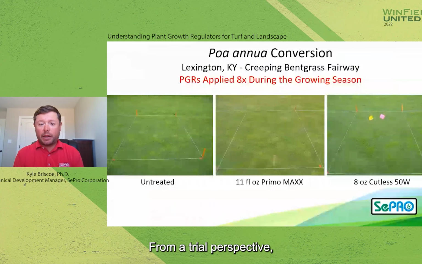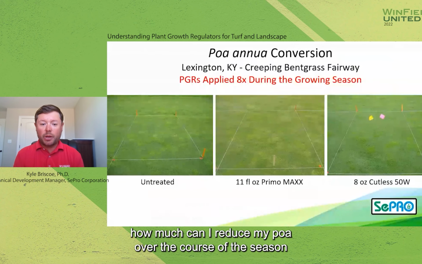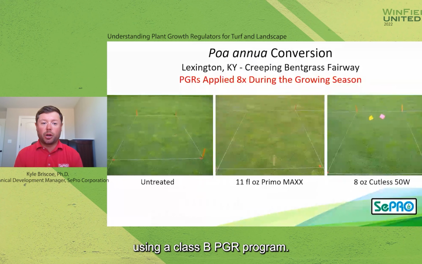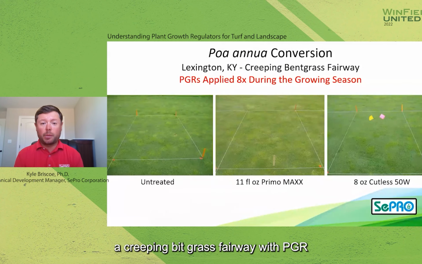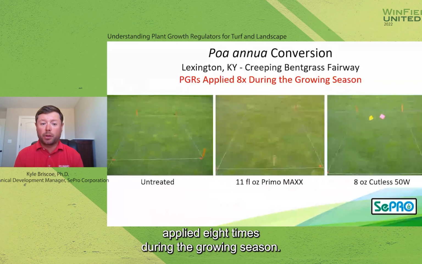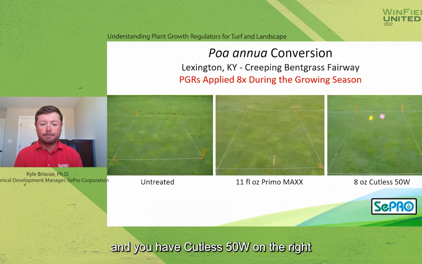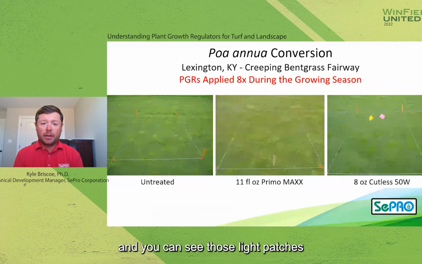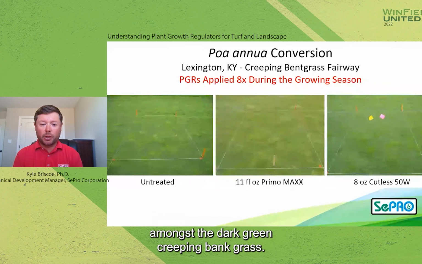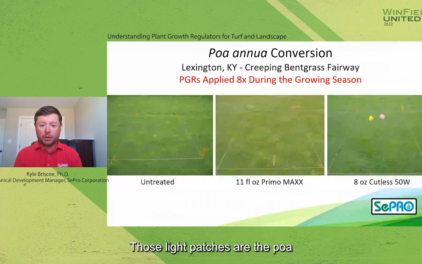From a trials perspective, over the course of a season, that's always the question. How much can I reduce my POA over the course of the season using a Class B PGR program? This was in Lexington, Kentucky, a creeping bentgrass fairway with PGRs applied 8 times during the growing season. So you have your untreated on the left, you have Primo in the center, and you have Cutlass 50W on the right. And you can see those light patches amongst the dark green creeping bentgrass. Those light patches are the POA.